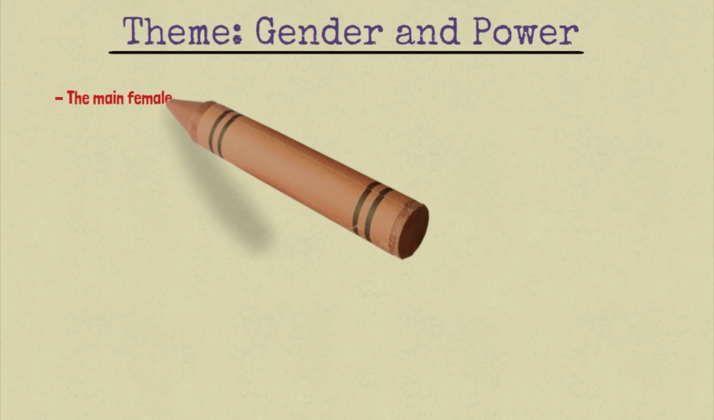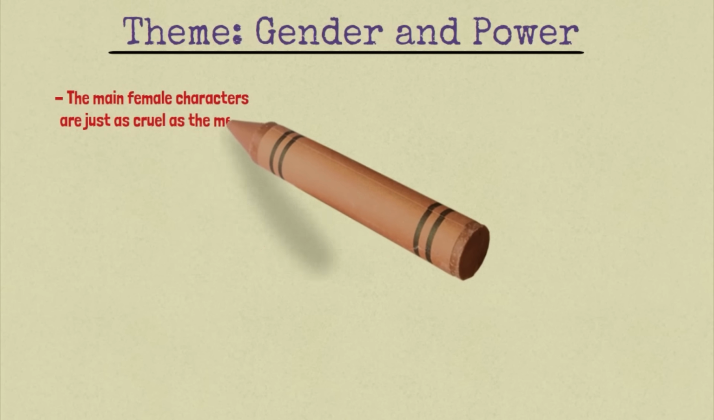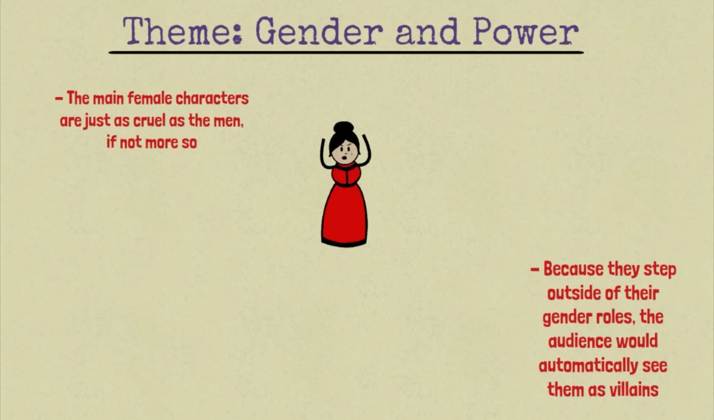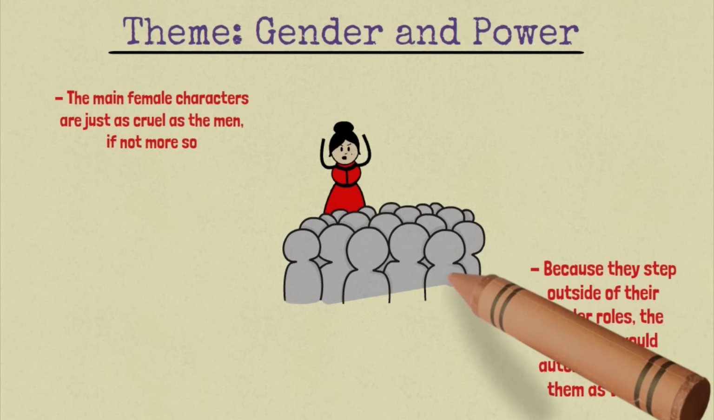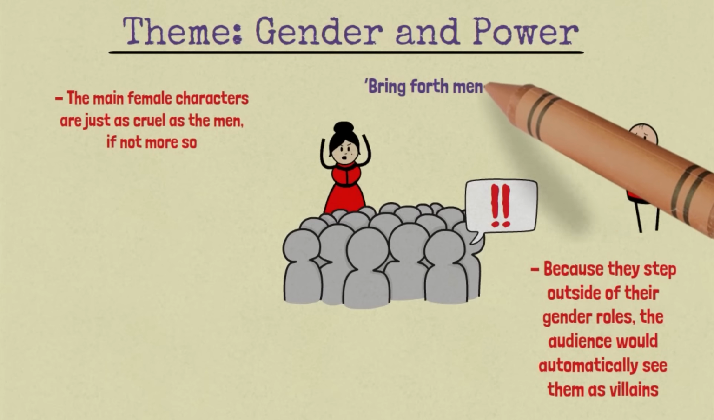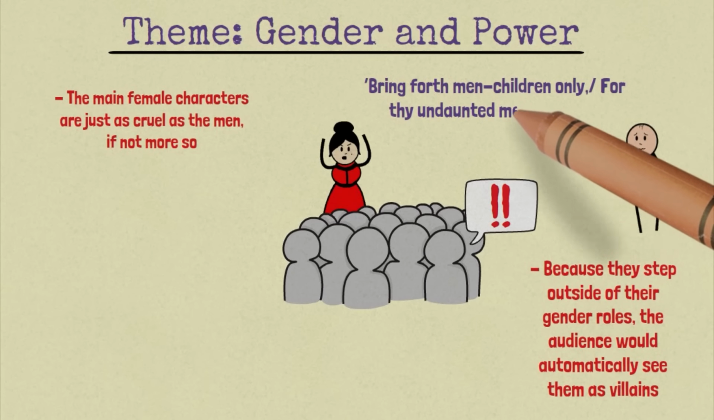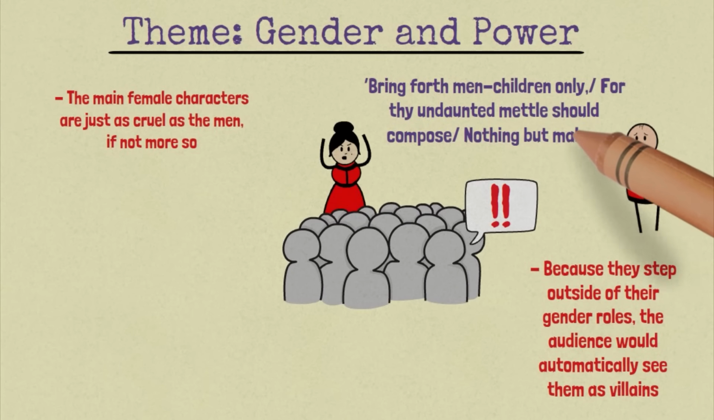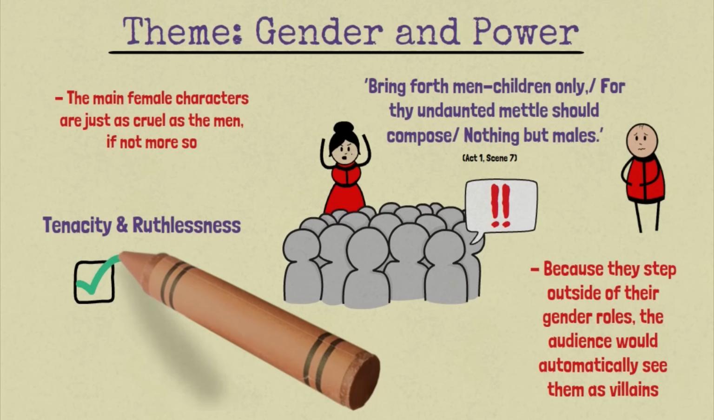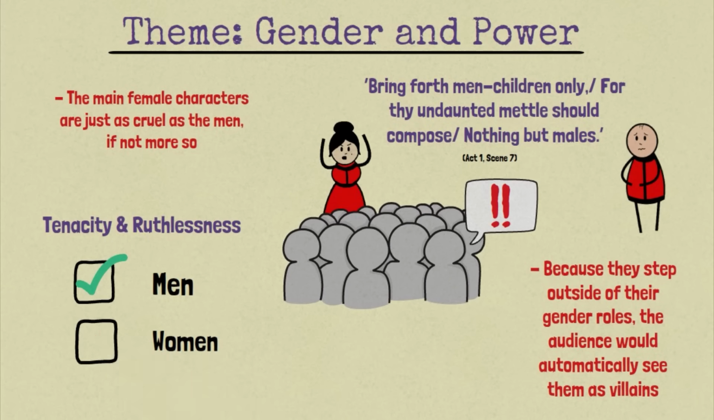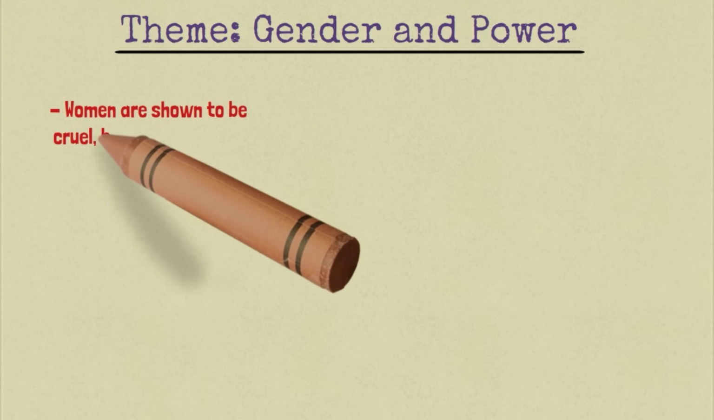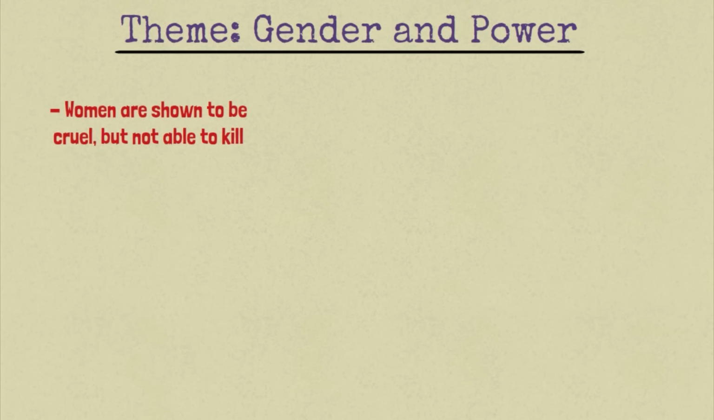Interestingly though, the main female characters in this play are just as capable of being cruel as the men, if not more so. This would make the audience automatically see them as villains and unnatural. Macbeth tells his wife, "Bring forth men children only, for thy undaunted mettle should compose nothing but males." Tenacity and ruthlessness were seen as ideal traits for men, but not attractive qualities for women. No matter how cruel Lady Macbeth or the Witches can be, however, none of them seem able to actually kill.